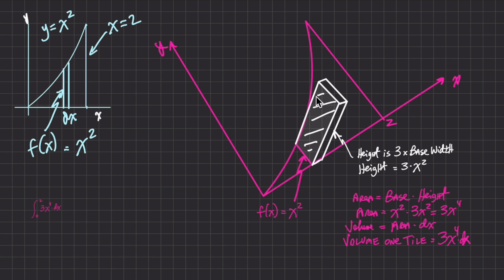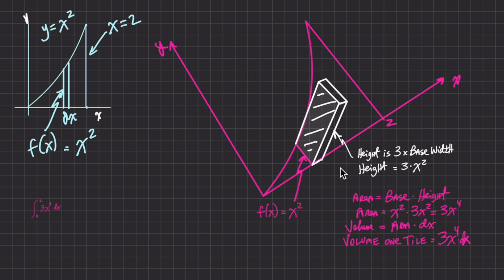Here's my rectangle coming straight up out of the graph. Now notice, this height is 3 times the base length. Again, that base length figures in every one of these problems. So if this height is 3 times the base, it's none other than 3x squared. To get the area of this face, we're going to do the base times the height. That's x squared times 3x squared, or 3x to the 4th.